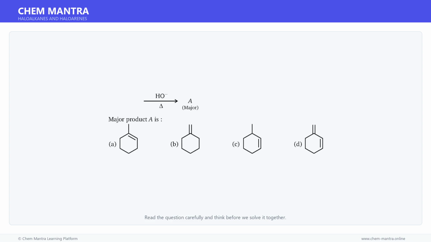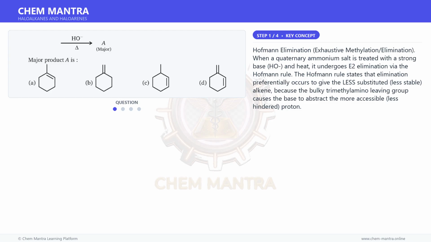Here is a question. Read it carefully and think about the answer. Let us solve it step by step. Let us first understand the key concept here. Hofmann elimination, exhaustive methylation elimination.